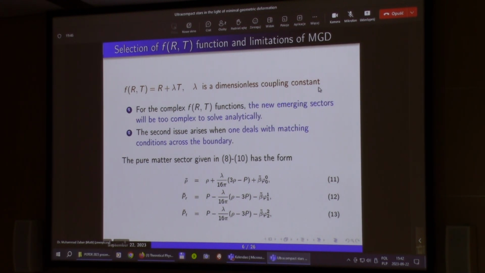If we choose this model, then we can define the pure matter sector. You can see from equations 11 to 13 that there is the contribution coming from the seed matter source, and also the contribution coming from the additional source, which is represented by θ00, θ11, and θ22.